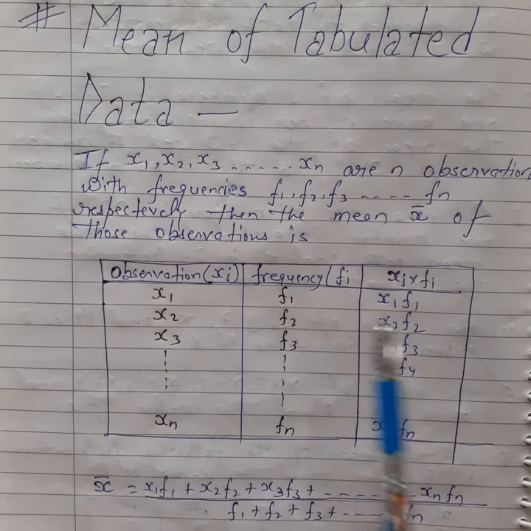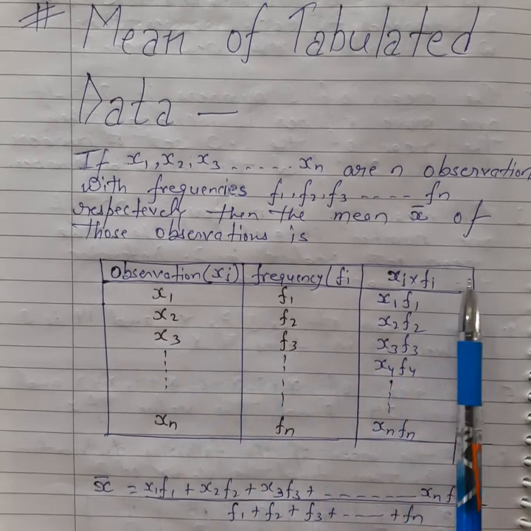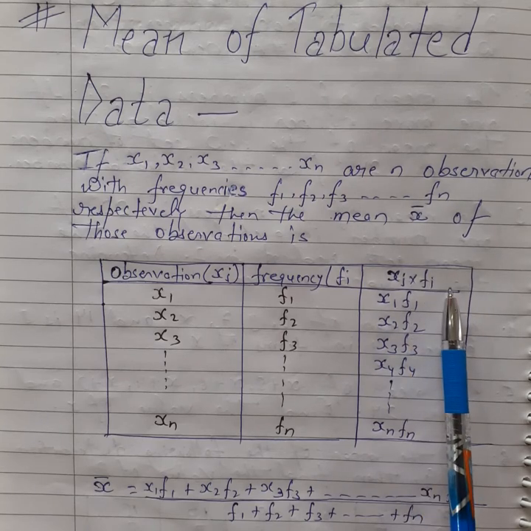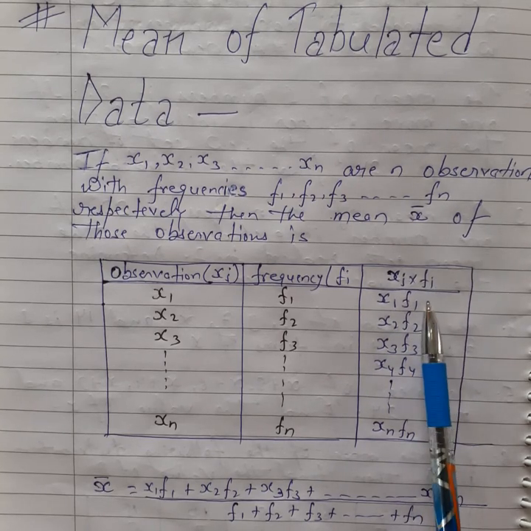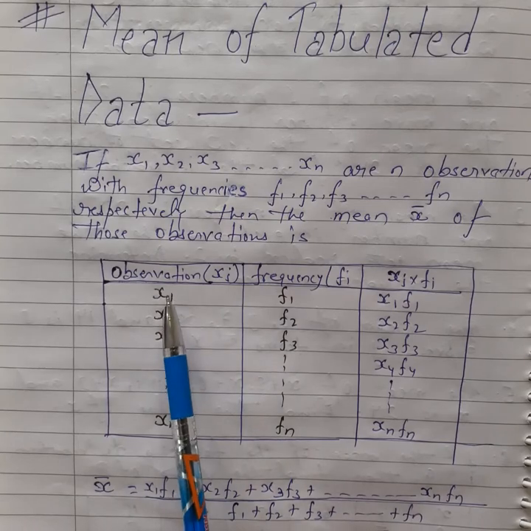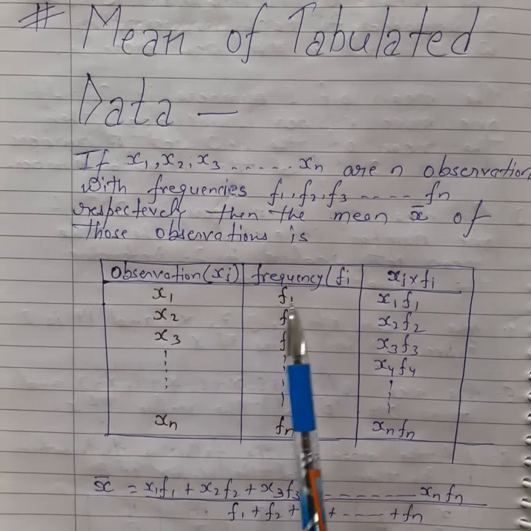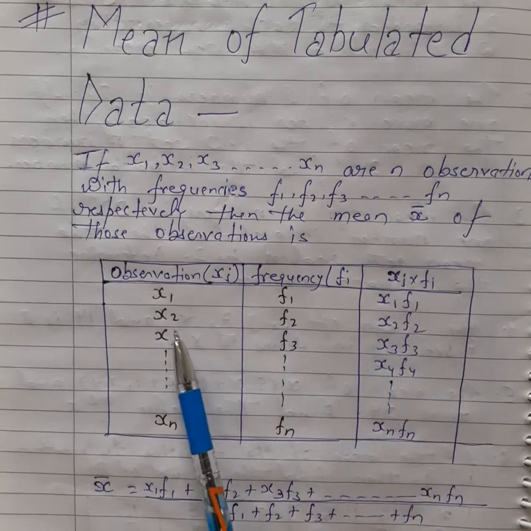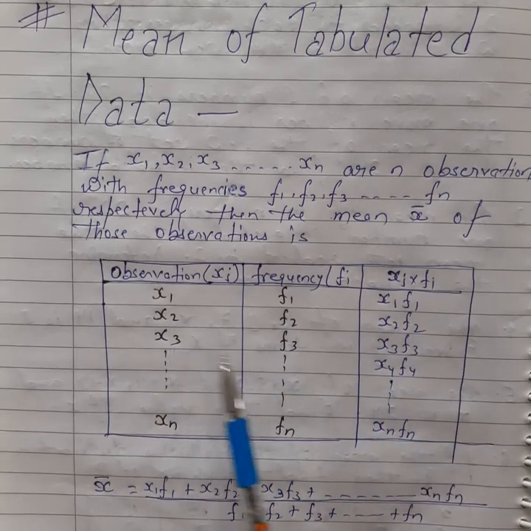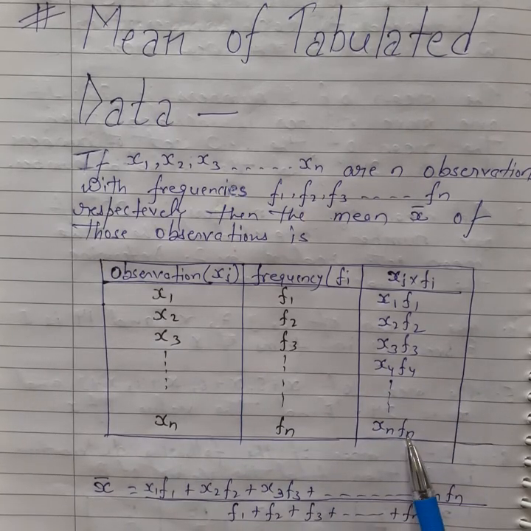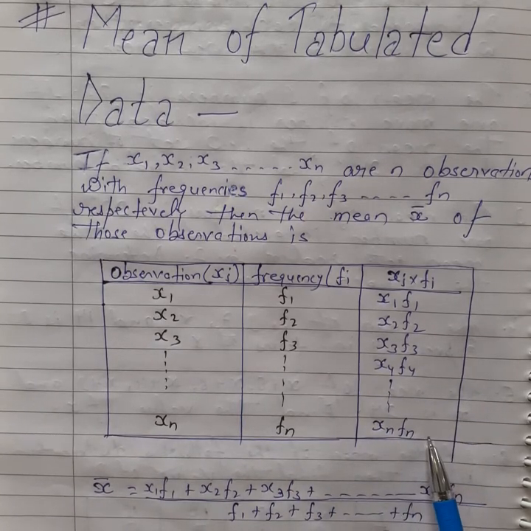We first draw another column, that is xi multiplied with fi. In that column, we just multiply the observation with its frequency, that is x1 into f1, x2 into f2, x3 into f3, and similarly xn into fn.